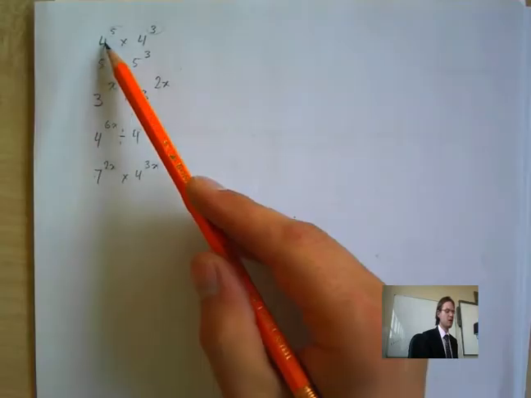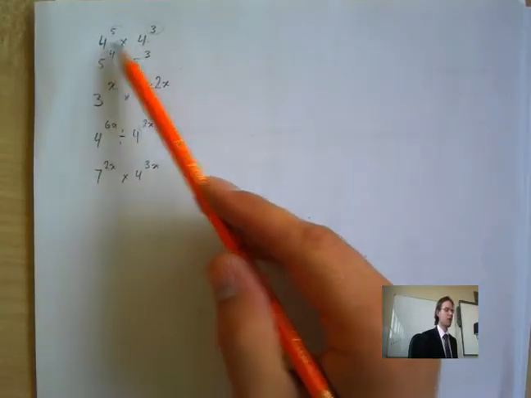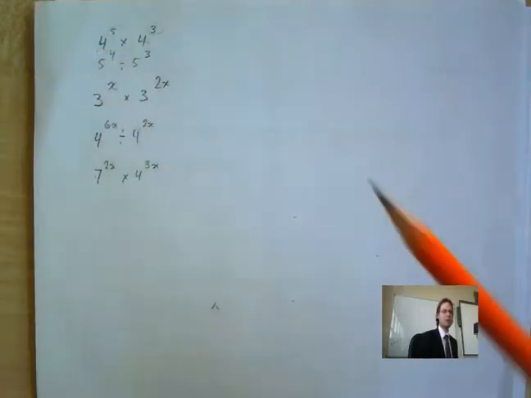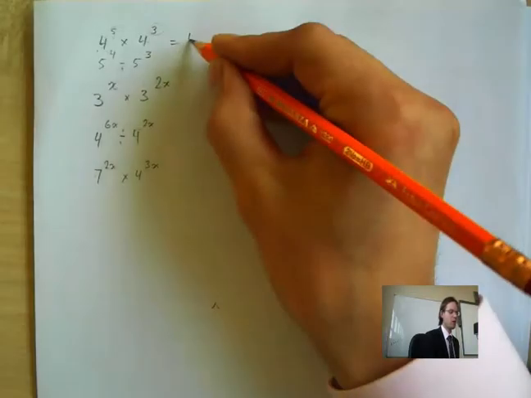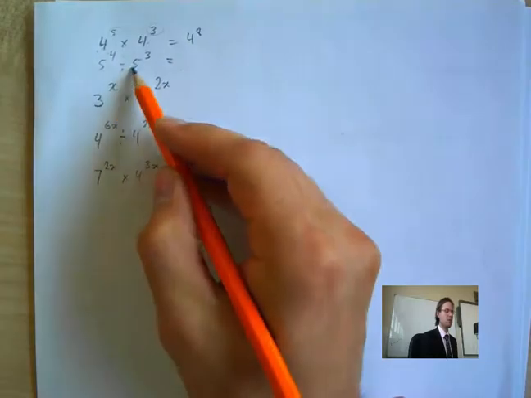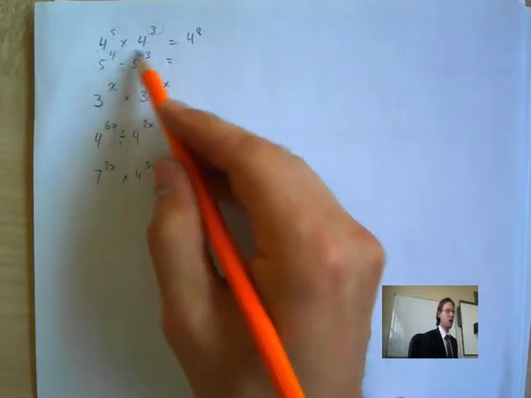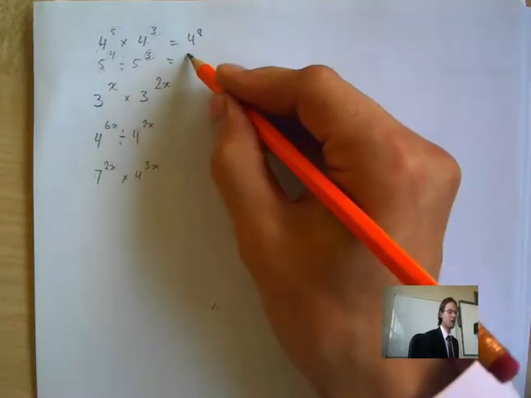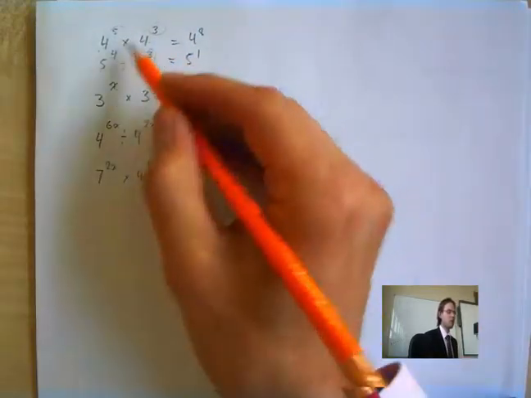When I do this here, if I say with the same base and we're multiplying them, so we have 5 and 3, what does that give me? This is just 4 to the power of 8. Now, here I'm dividing the same base. What do I have to do? I'm going to subtract. That's 5 to the 1. So we subtract my exponents.